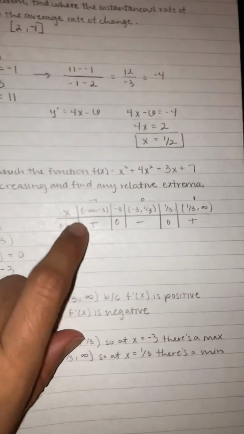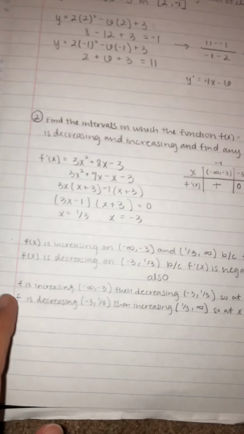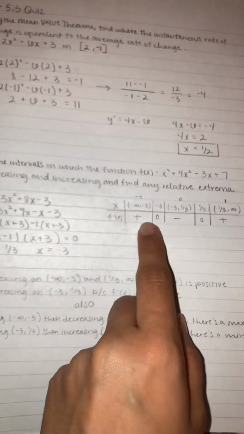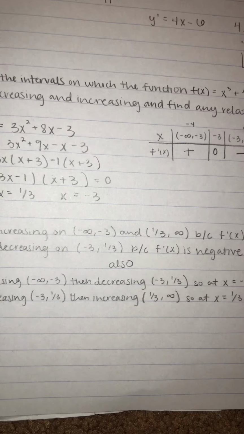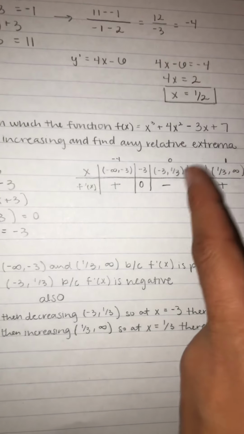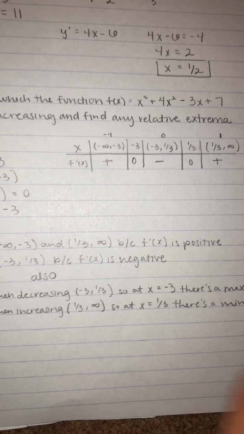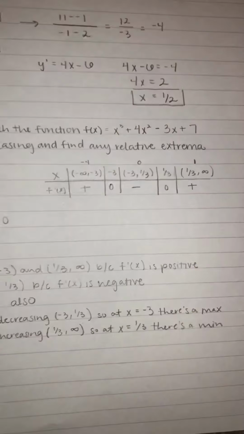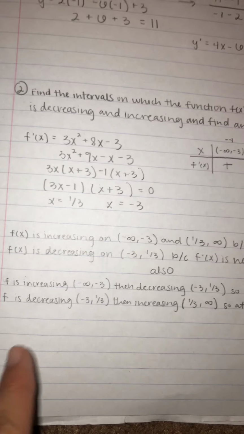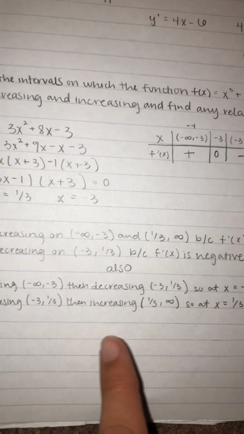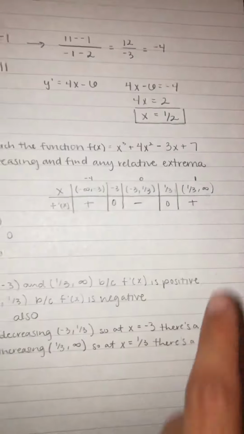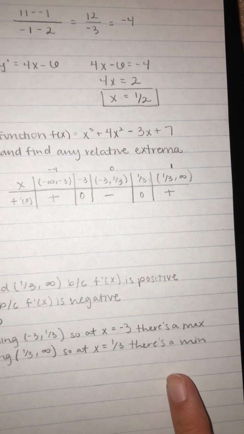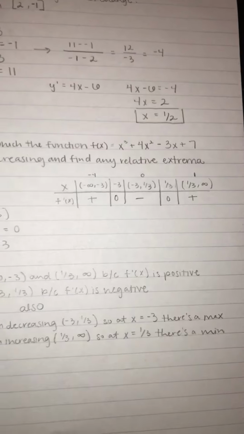So you have to look at these. So f is increasing at -infinity to -3, then it's decreasing, so at -3 to 1/3. So at x equals -3, there's a max. And f is decreasing at -3 to 1/3, then increasing at 1/3 to infinity. So at x equals 1/3, another critical point, there's a minimum.